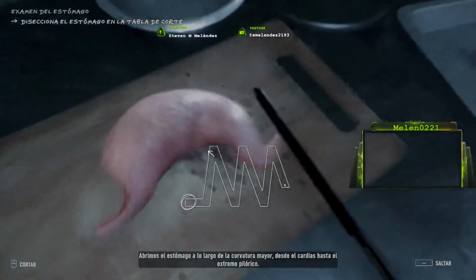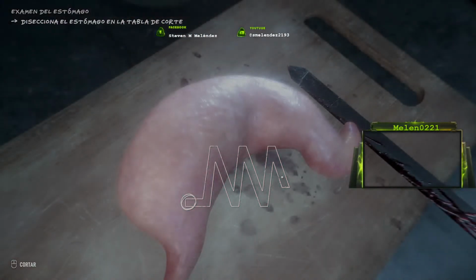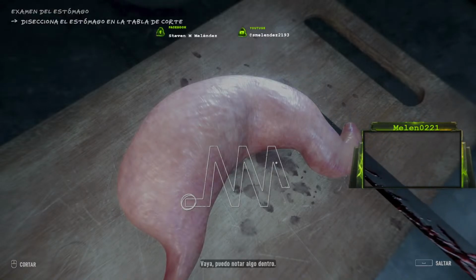We open the stomach along the greater curvature, from the heart to the pyloric end. Oh, I already feel like there's something left inside.